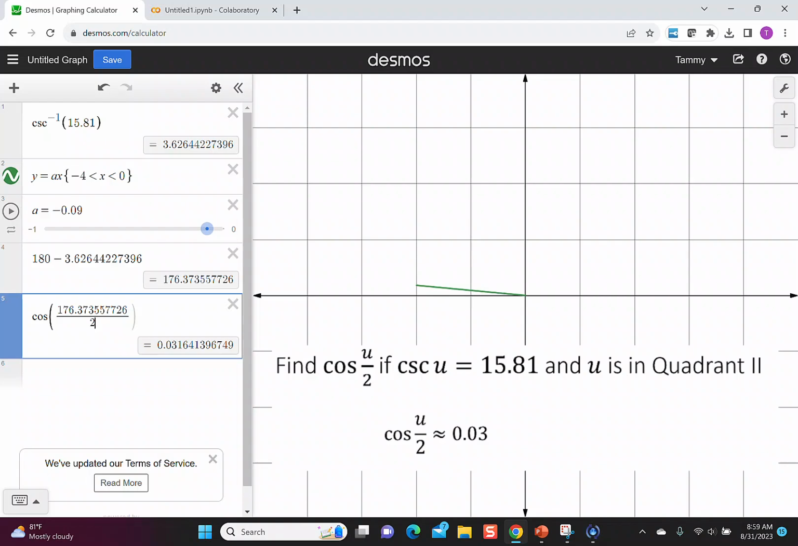This shows we can use calculators to help us find our half-angle values. We just need to make sure we make a few adjustments to our calculation and put our angle in the correct quadrant.